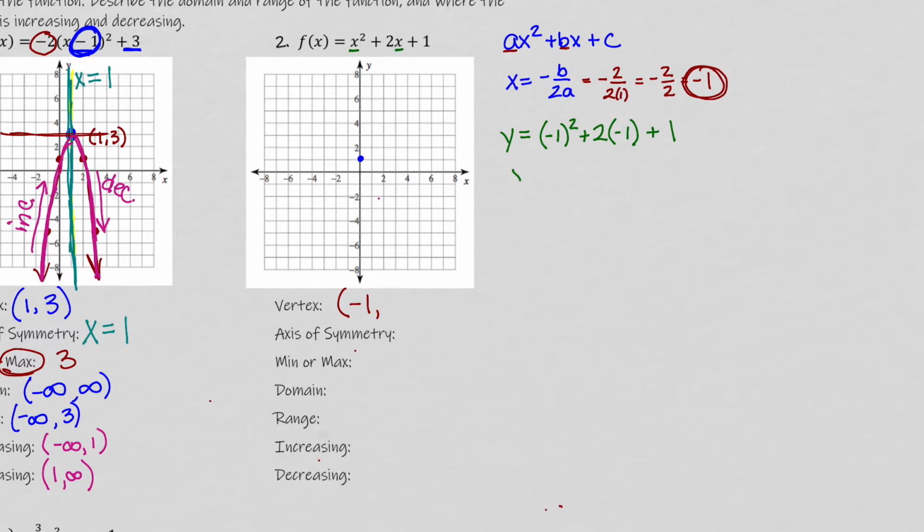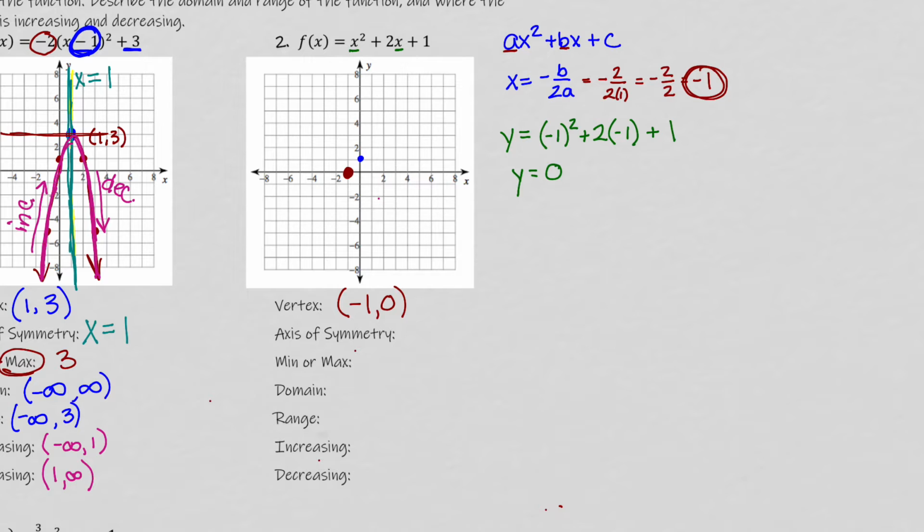All right, plug that in your calculator. We get 1 minus 2 is negative 1, plus 1 is 0. So our y value here is 0. Okay, so I can plot my vertex on the graph. At negative 1, 0, I have my vertex. So I'm making it bigger because that's my vertex.